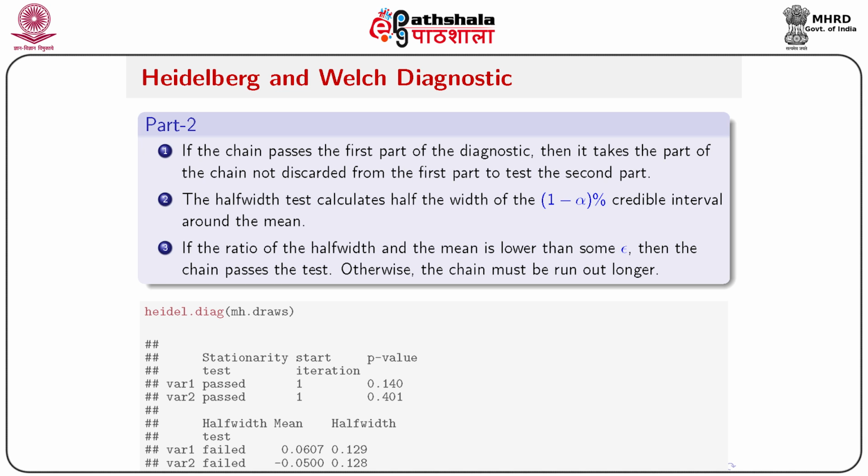So here is the heidel.diag. This MCMC object can be passed through, and that will give you the test p-values. The p-values are 0.407 and 0.57. So it is showing the stationarity test is accepted, while for the half width test, the variable fails.